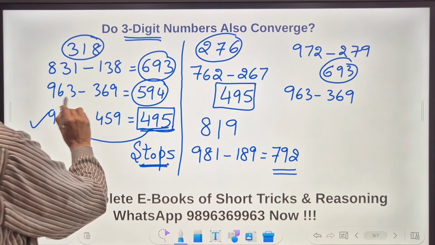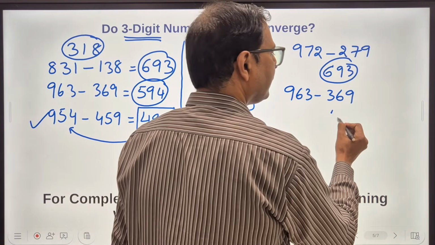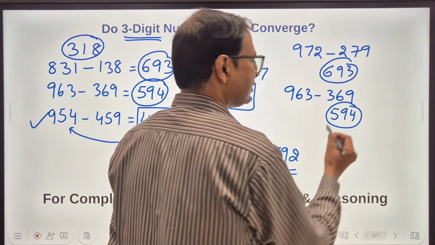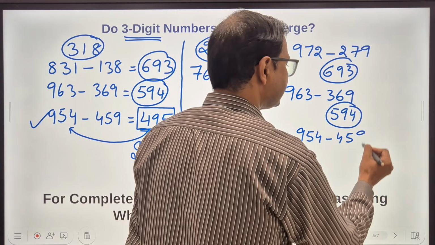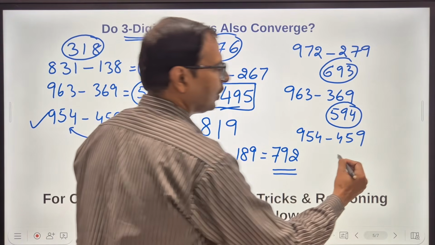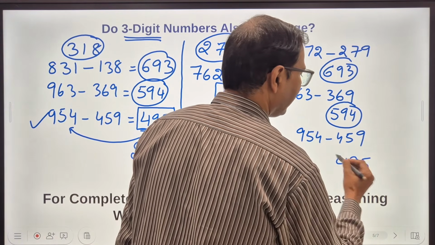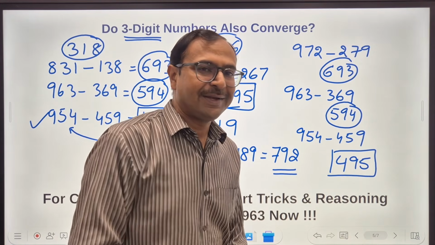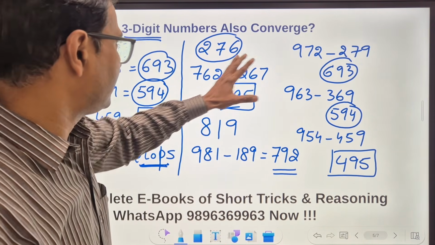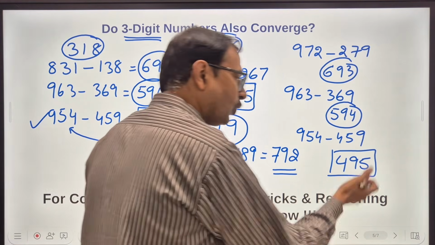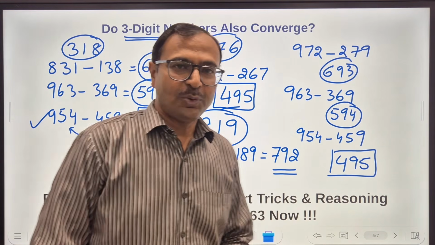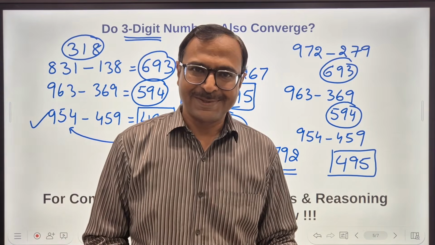I think I have done it here. See, 594. And finally, once you do it one more time, 954 minus 459 is again going to get you the same number, 495. And so proved that all the three digit numbers which you start with, they are all going to converge to 495 if you follow the operations.